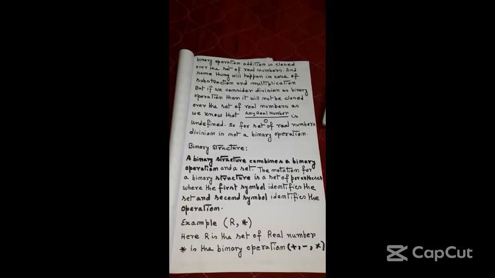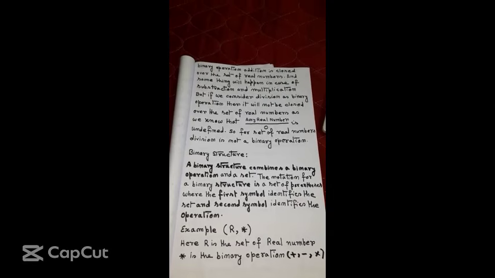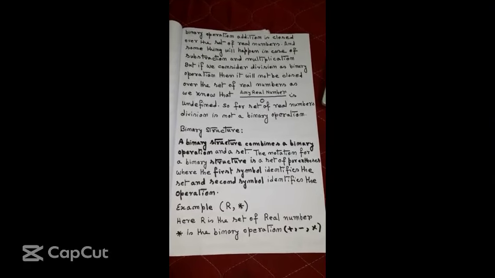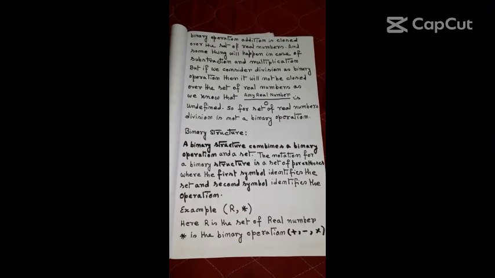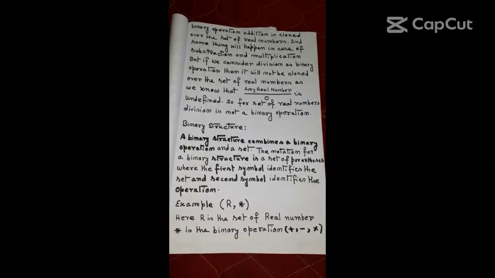So what can the asterisk be? Asterisk can be addition, can be subtraction, can be multiplication, but cannot be division, because the set of real numbers is not closed under the binary operation division. So this is called binary operation and this is called binary structure. Before understanding group, you have to know what is binary operation and what is binary structure. First you have to understand binary operation, then binary structure.